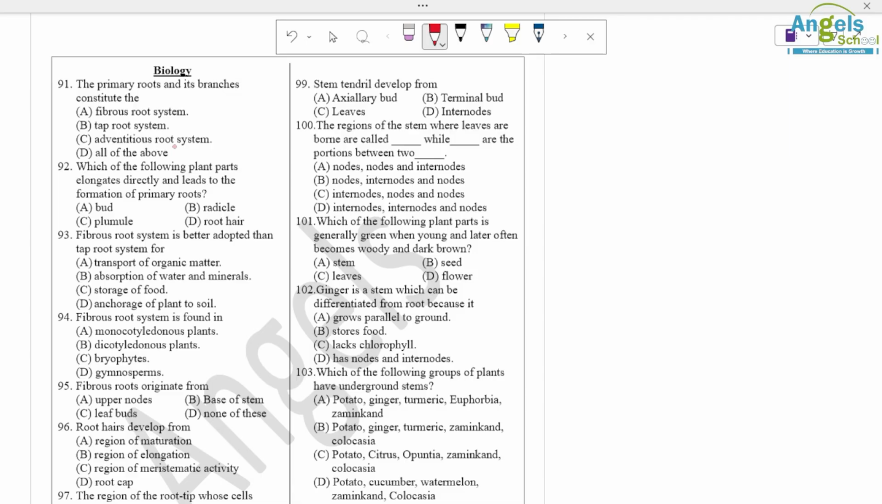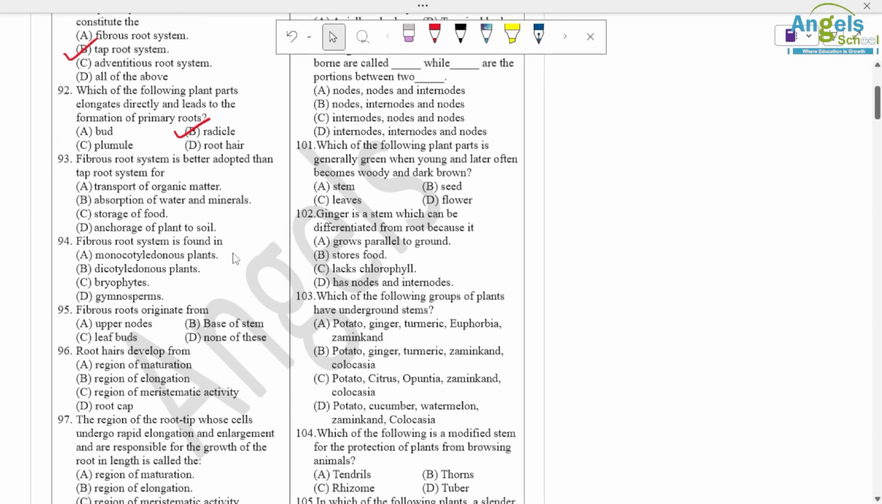Question number 91. The primary roots and its branches constitute the taproot system. Definition of taproot. Which of the following part elongate directly and leads to formation of primary root? So primary root arises from radicle. Fibrous root system is better adapted than taproot system for anchoring of the plant to the soil.